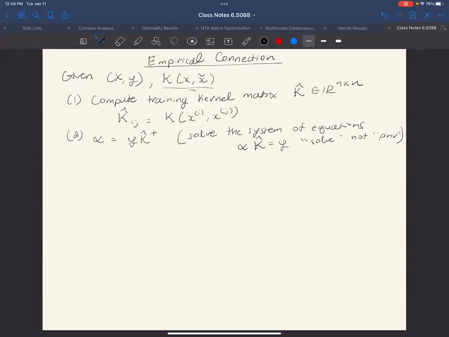This is the coolest part about kernel regression, is that you don't have to even worry about this. In the best case, you can even just compute the inverse. You can just compute inv of k hat. But okay, so let's go ahead for now and use the solve function.